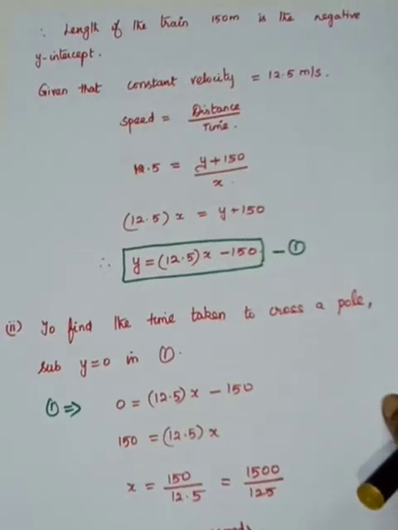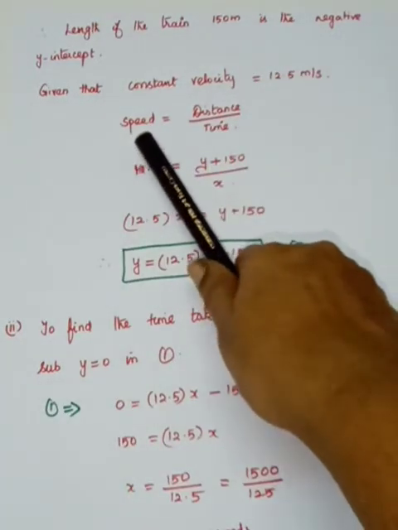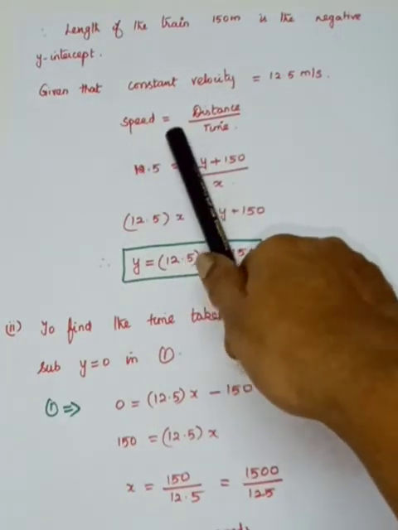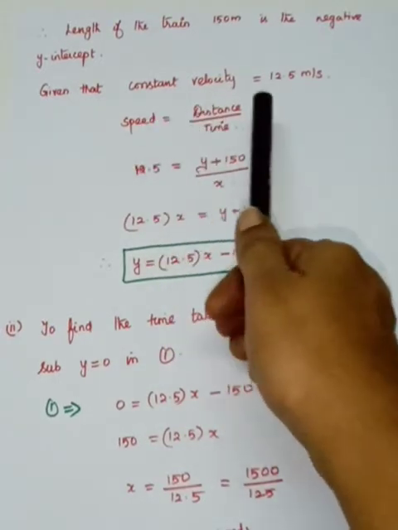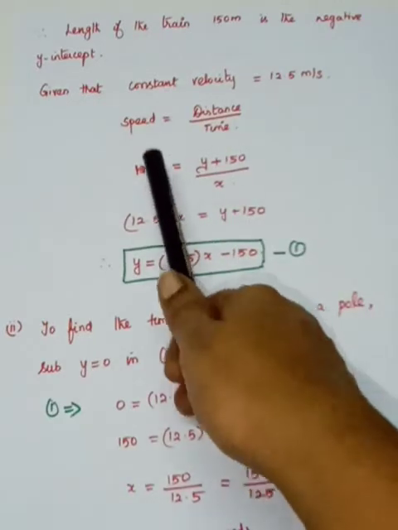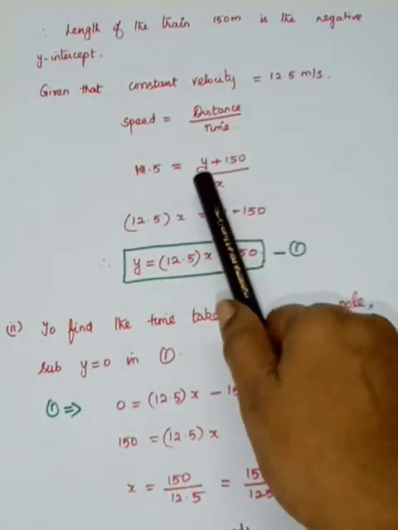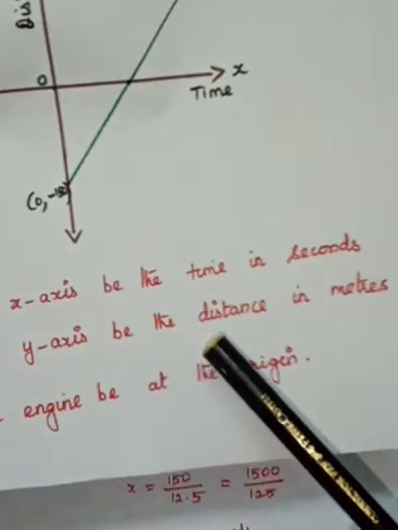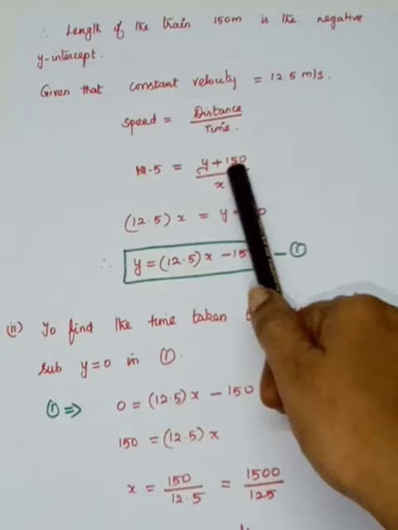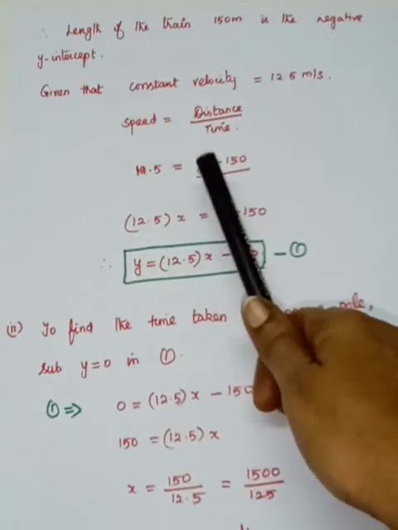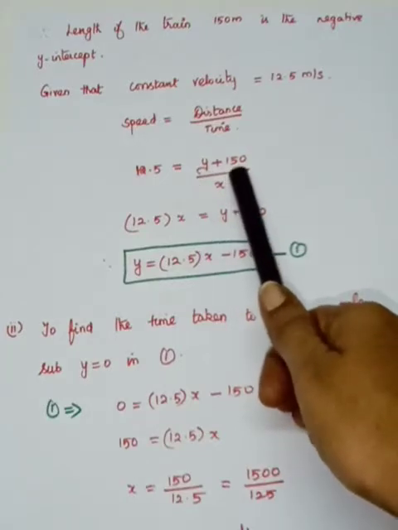What is given? Constant velocity, that is 12.5 meter per second. So velocity we can write also speed. Speed formula is what? Distance by time. So what is the speed? What is the velocity? Is given 12.5. So here I have written in the speed 12.5. So what is the distance? So distance is taken as, let the y-axis be the distance. So y we have taken. Y we added 150. So the distance means along with the distance covered, you have to add the length of the train also.